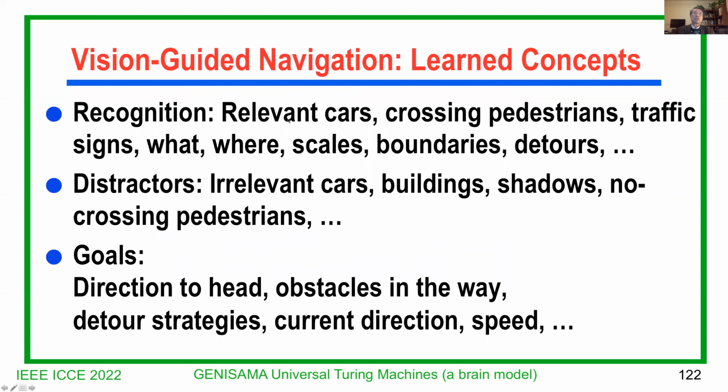The learned concepts for recognition include relevant cars, crossing pedestrians, and traffic signals, where scale, boundary, and contour are theoretically possible, but in the experiment we did not do all. Distractors may include irrelevant cars, buildings, shadows, and non-crossing pedestrians. A goal could be the direction to head, obstacles in the way, contour strategies, detour strategies, and current directions and speed.